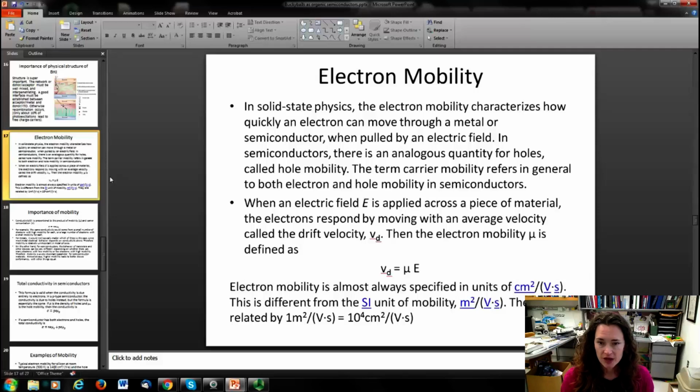Now, when an electric field is applied across a piece of material, the electrons are going to respond by moving with some average velocity called the drift velocity that we've discussed in a previous lecture. And then the mobility is defined via its relationship to this drift velocity. So your drift velocity is equal to your mobility, often symbolized with a mu, times your electric field strength. Electron mobility is almost always specified in terms of some non-SI units. It's not meters squared, for example, it's centimeters squared per volt second, okay? So that's different from the SI unit of mobility.